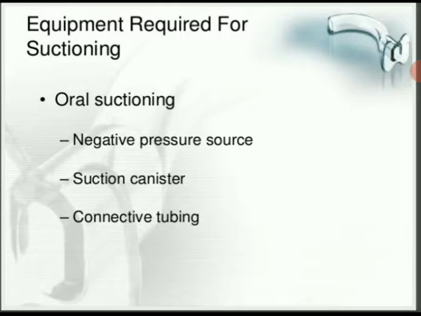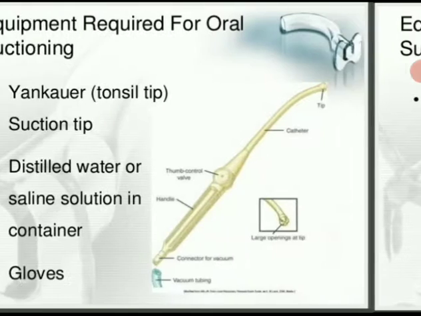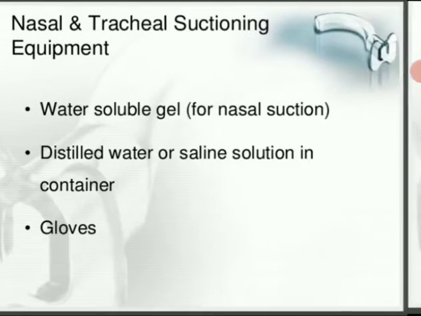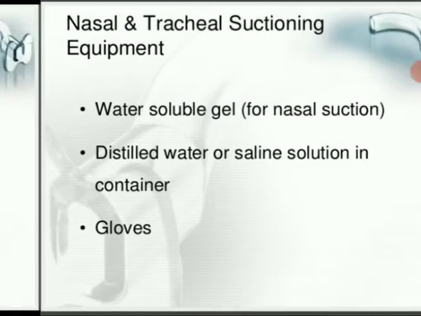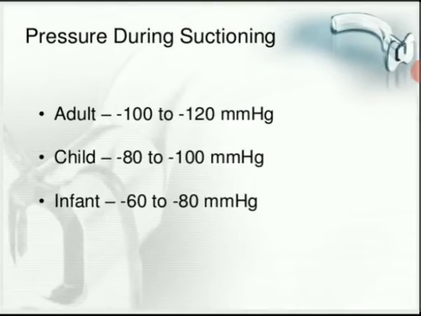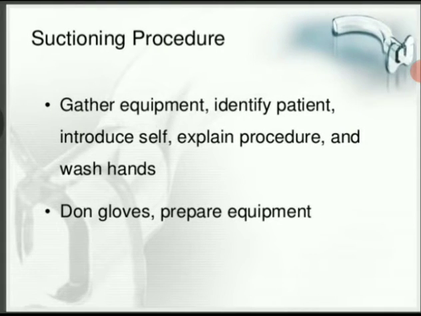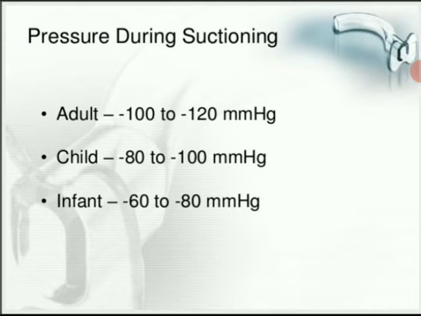The equipments required for suctioning we have already seen. And after that, we also need distilled water for the suctioning procedure. Pressure during suctioning is 100 to 120 mm Hg for an adult, 80 to 100 mm Hg for a child, and 60 to 80 mm Hg for an infant.